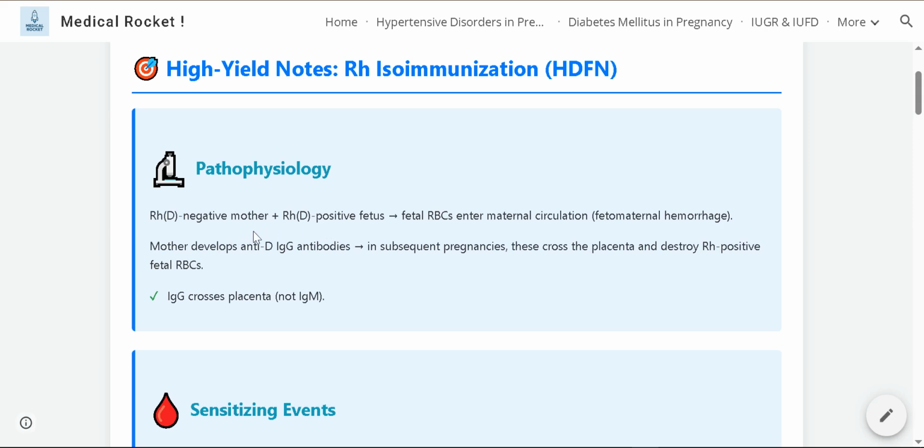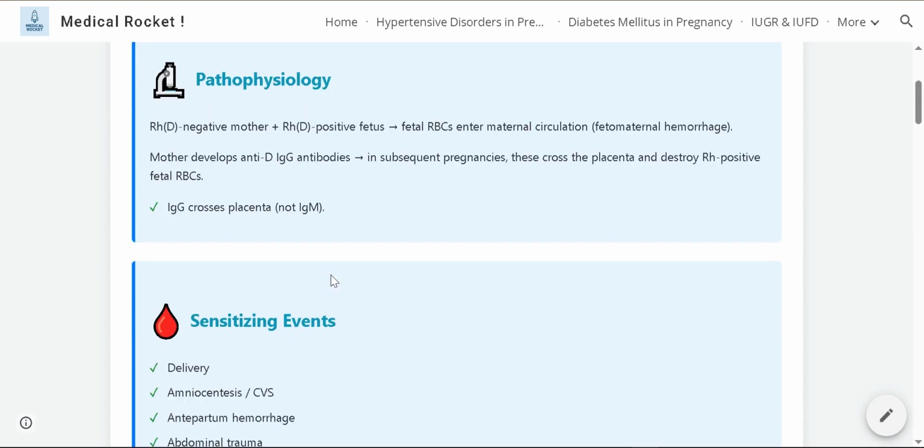The mother's immune system recognizes the Rh-positive cells as foreign and produces anti-D IgG antibodies. In subsequent pregnancies, these IgG antibodies can cross the placenta and destroy the red blood cells of an Rh-positive fetus. This leads to hemolytic disease of the fetus and newborn, or HDFN. A key fact: only IgG antibodies can cross the placenta. IgM cannot. Now, what are the events that can sensitize the mother?